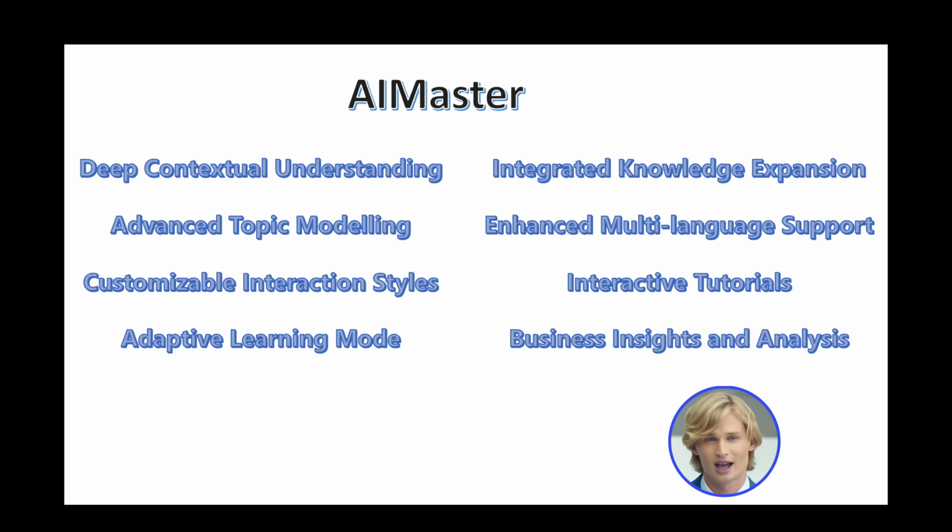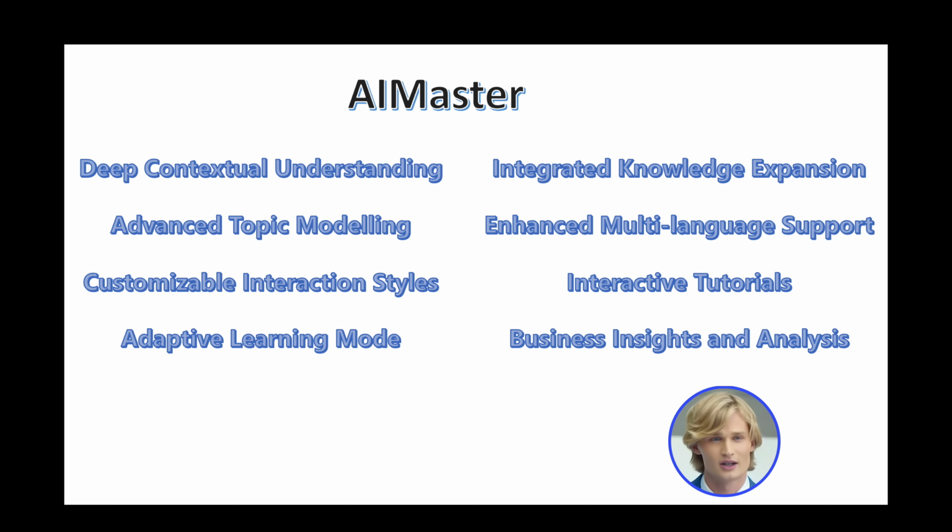1. Deep contextual understanding. AIMaster would have a more profound understanding of extended user conversations, enabling more nuanced and context-aware responses. 2. Advanced topic modeling. For research or knowledge exploration, the AI would identify and provide deep dives into various subjects based on user prompts. 3. Customizable interaction styles. Users can tailor the AI's interaction style, whether they want it to speak like Shakespeare or emulate a specific personality.